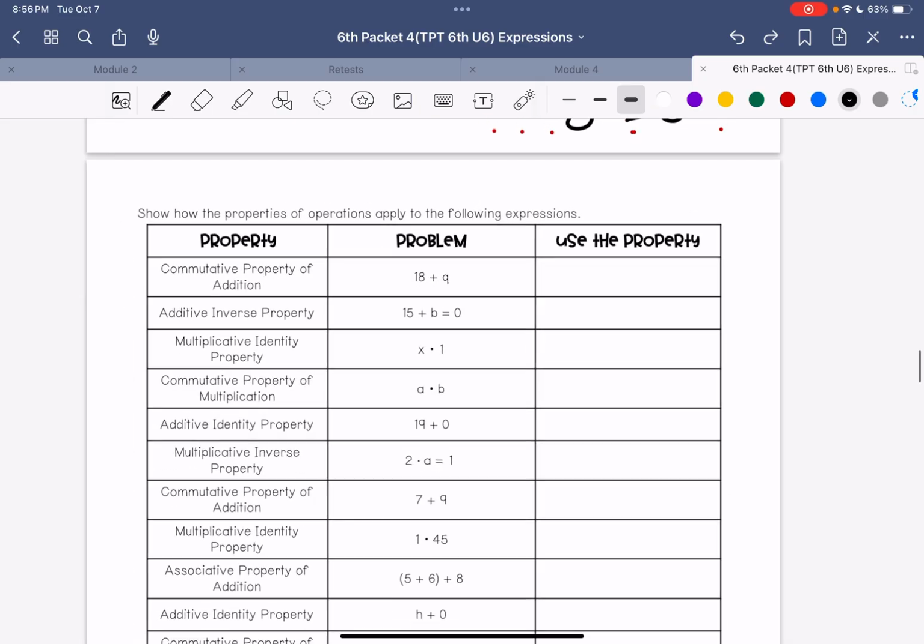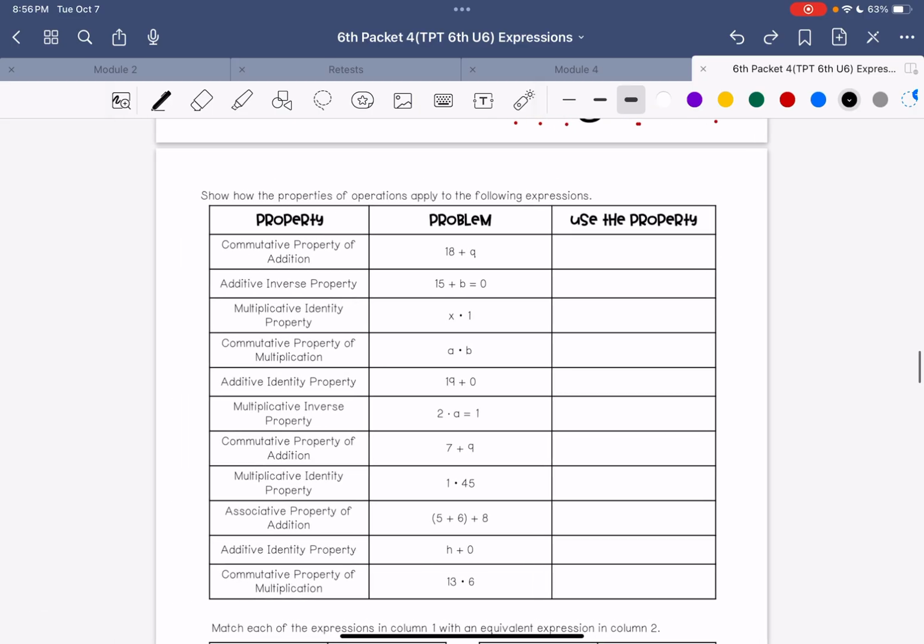Welcome back. So the first one, commutative property, means that you can pick it up and commute it, move it, drive it somewhere else if it's all addition. So instead of 18 plus q, I can do q plus 18 and get the same answer.